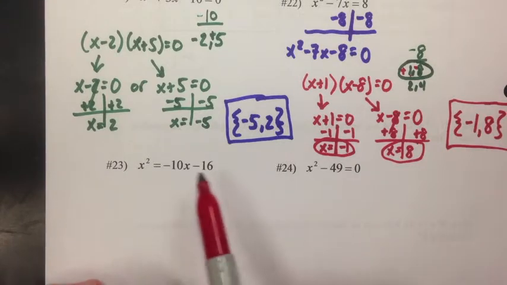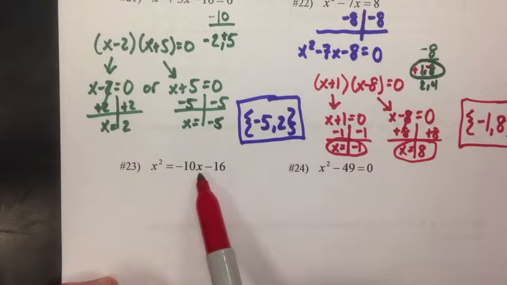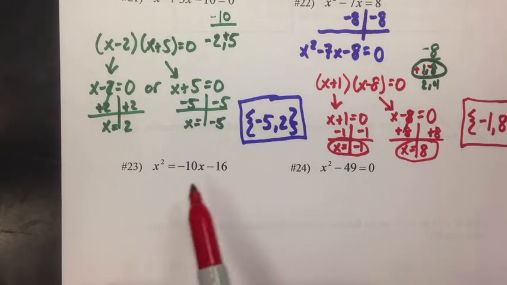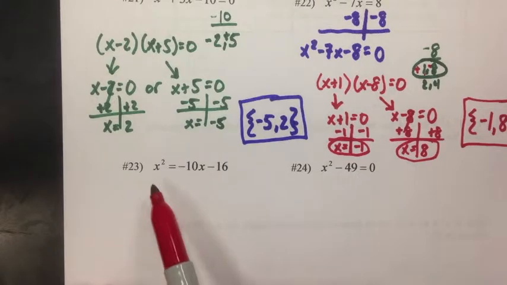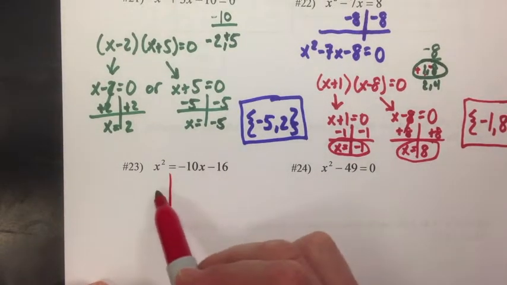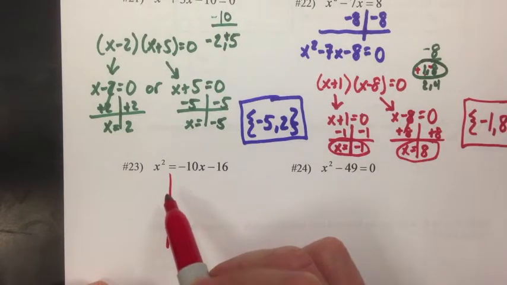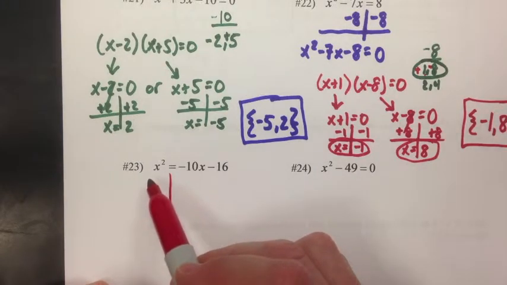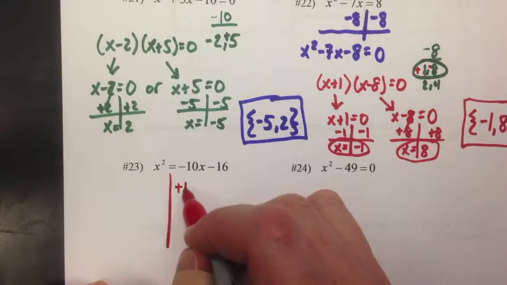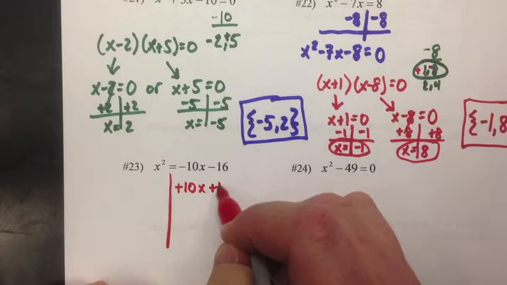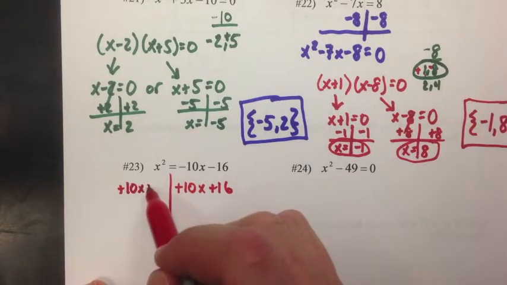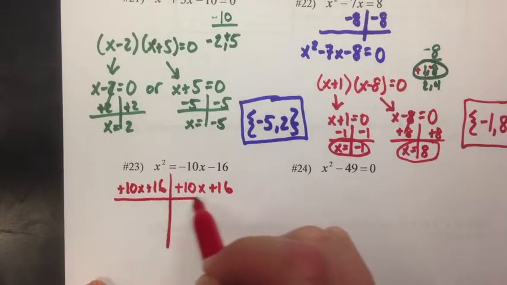On number 23, you're going to have to move all this to the other side. The first thing we want to do is you got to get everything on one side and make it equal to 0. So I'm going to move negative 10x. I'm going to move negative 16. I like the x squared positive, so I'm not going to change that. I'm not going to move this. I'm going to go plus 10x and plus 16 on this side.